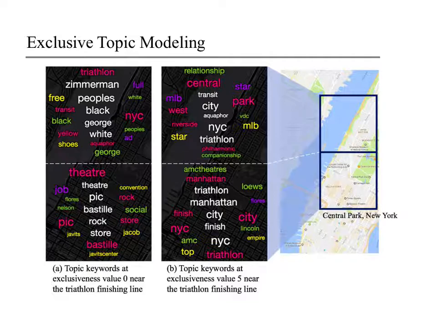However, at the same time, there was a triathlon. So if we set exclusiveness to 5, we can find keywords such as the finish of the triathlon. So by using this system, the user can find some exclusive topics, which are not common but important.